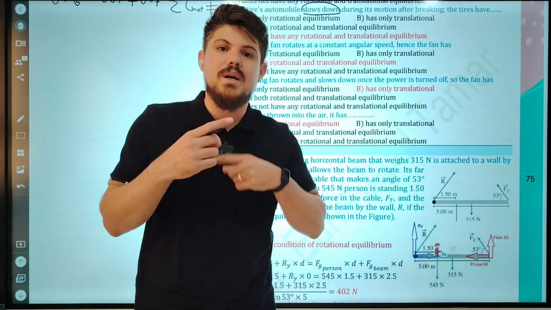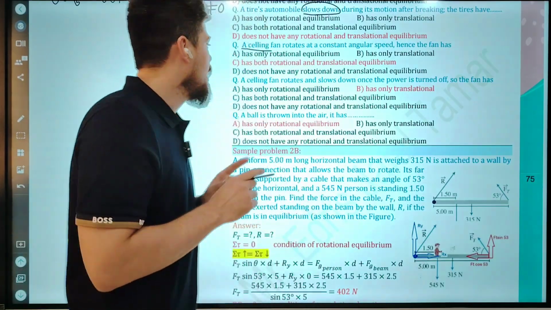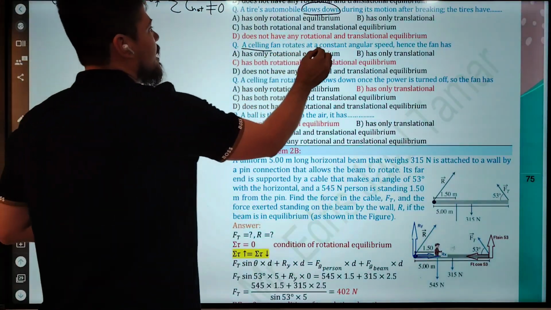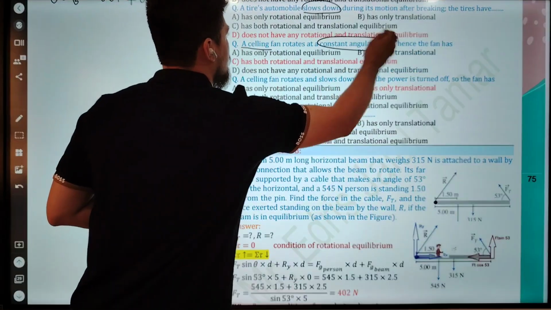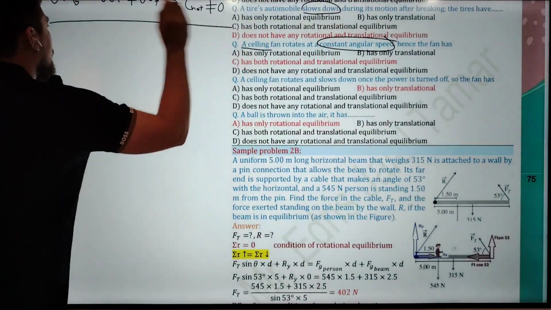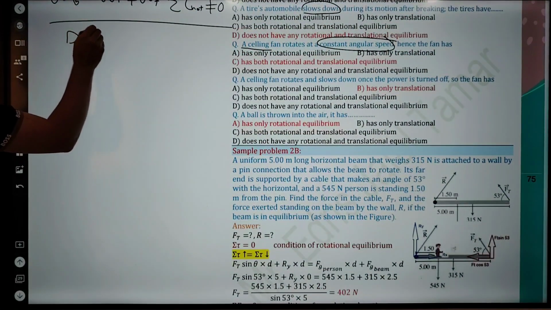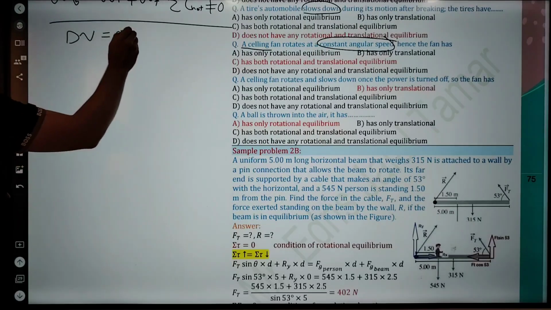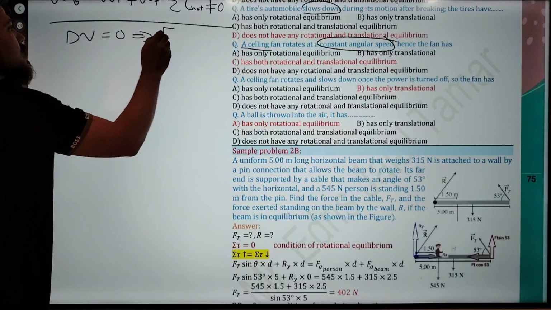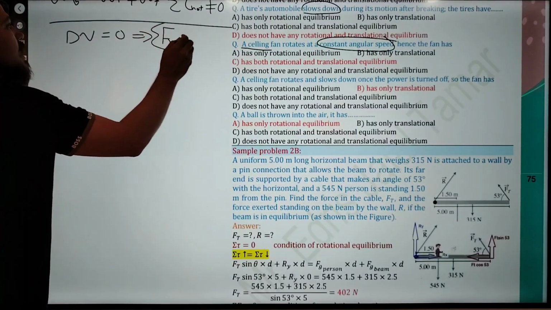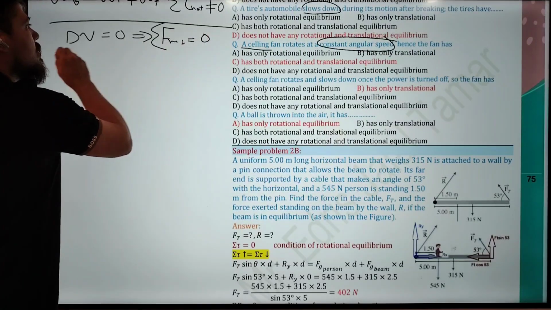Its position is fixed but can rotate only. Okay? When the question says a ceiling fan rotates at constant angular speed, for the ceiling fan, be careful. Delta V is equal to 0. It means that the ceiling fan is always at translational equilibrium.